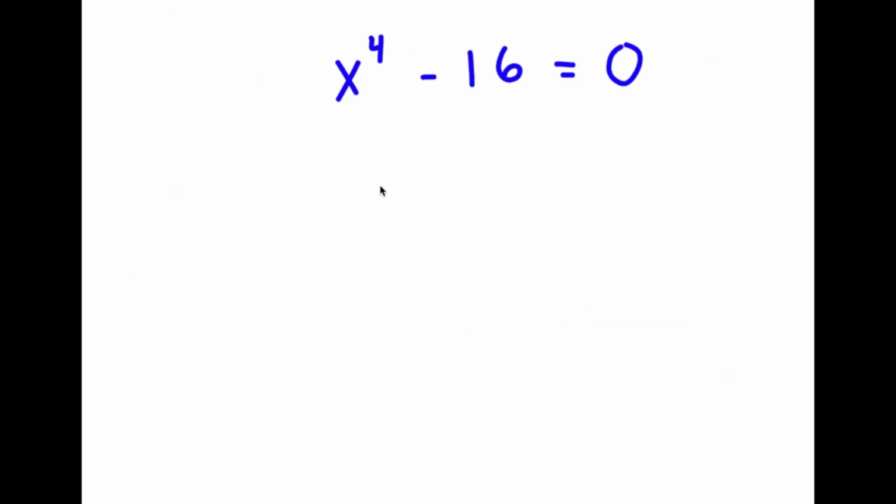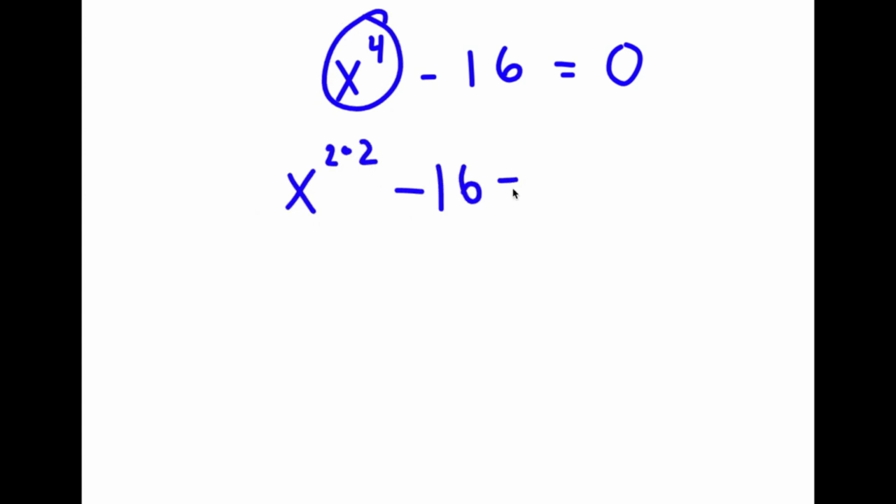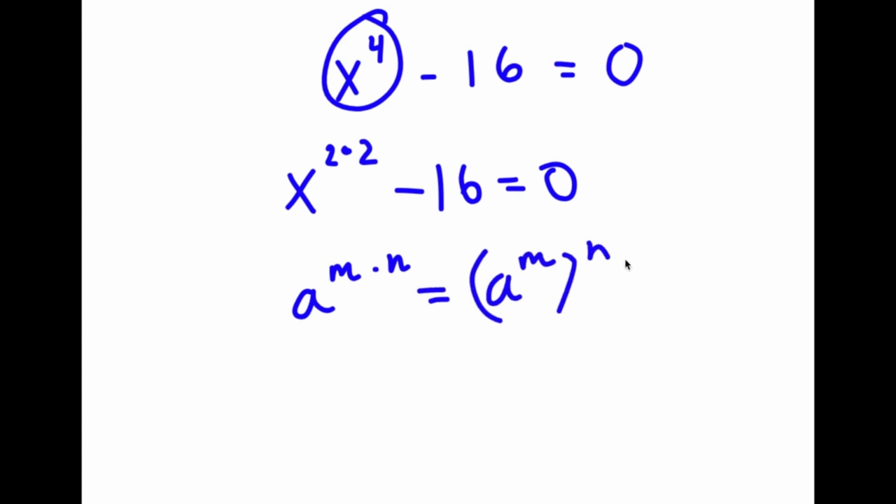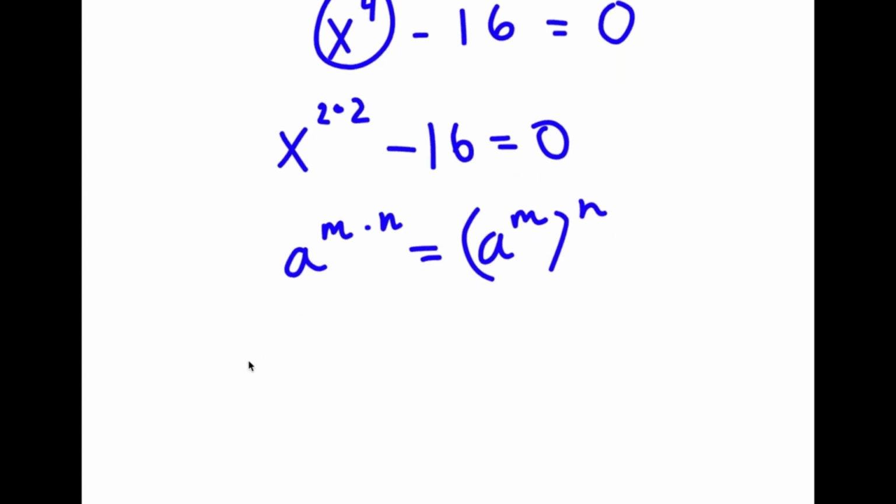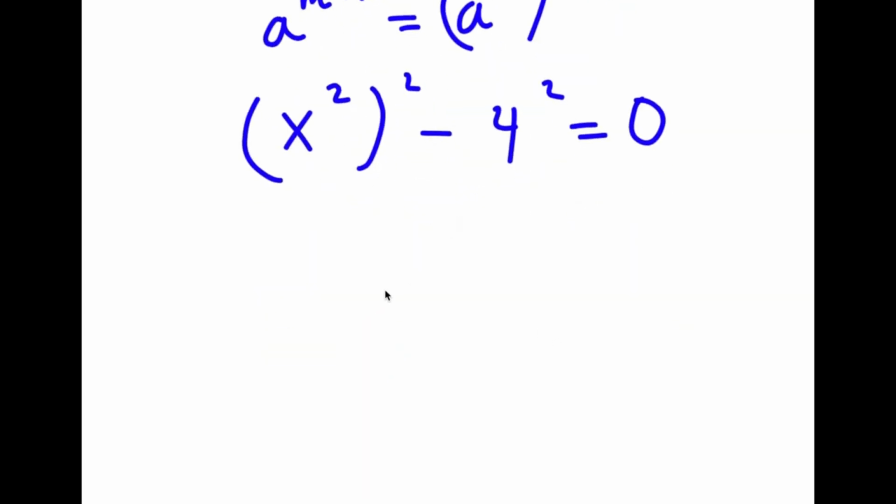Alright, so in this problem, I have x to the power of 4 minus 16 is equal to 0. So what I'm first going to do is I'm going to rewrite x to the power of 4 as x to the power of 2 times 2. And if I have something in the form a to the power of m times n, this is equal to a to the power of m to the power of n. So x to the power of 2 times 2, that's going to equal x to the power of 2 to the power of 2. Now I have this minus 16, which is the same thing as 4 to the power of 2, is equal to 0.